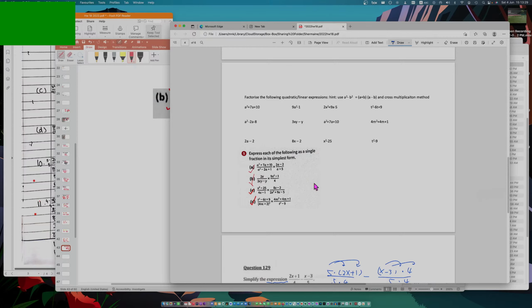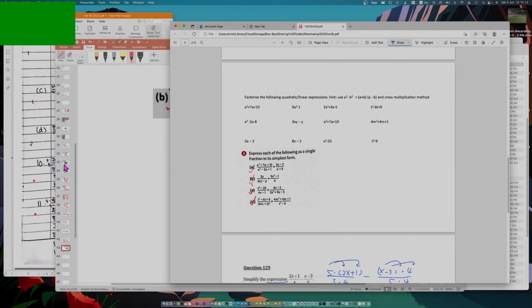So express the following into a single fraction. Actually, this question is okay. Do you know why I give you this question first before I ask you to do this question? Can you see any similarity here? A squared plus 7a plus 10. Yeah, it's this. Then below here, this one, let's say 3xy minus y. Can you see 3x minus y? So what I give you here is you need to do this one first, then later you can start to do the below. Okay?